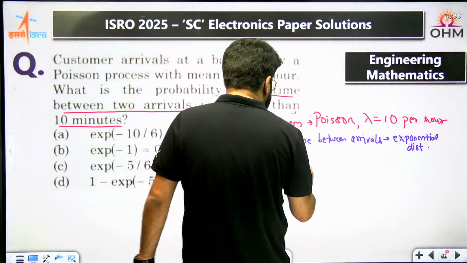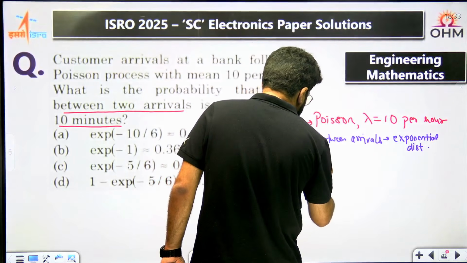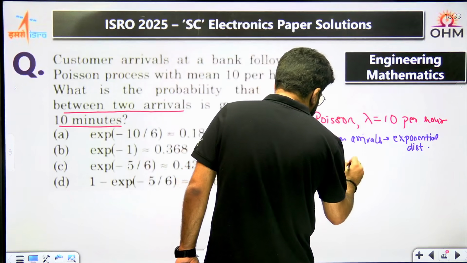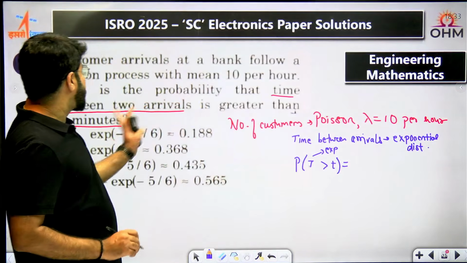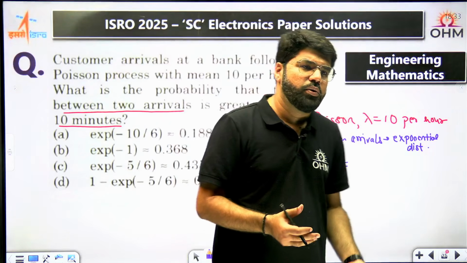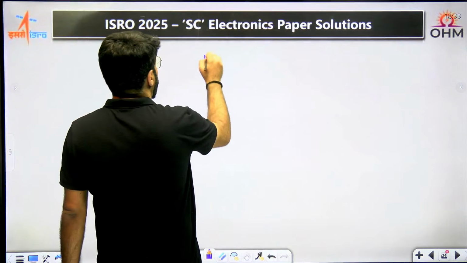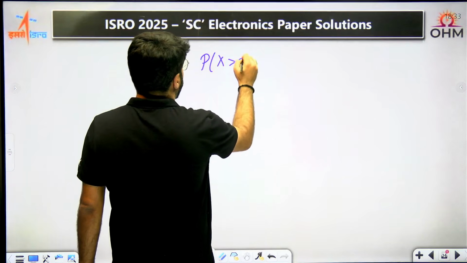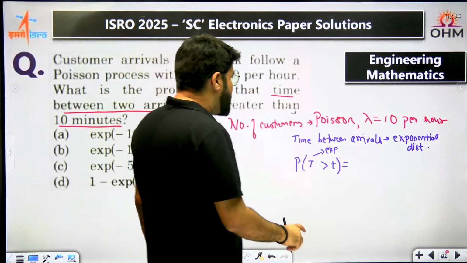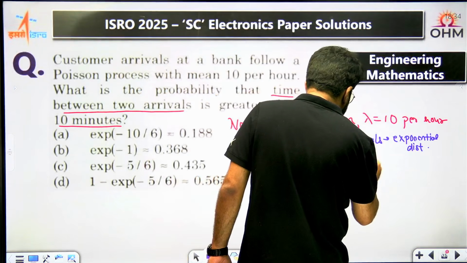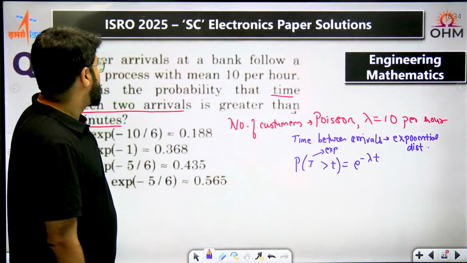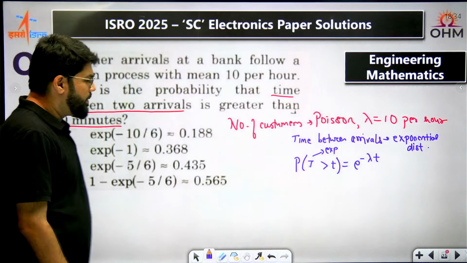Now in any exponential distribution, if T is exponential, we want the probability T greater than t, because the question is about greater than something. One of the known formulas that you might have seen is, probability X greater than a is e power minus lambda a. So probability T greater than t is e raised to the power minus lambda t.